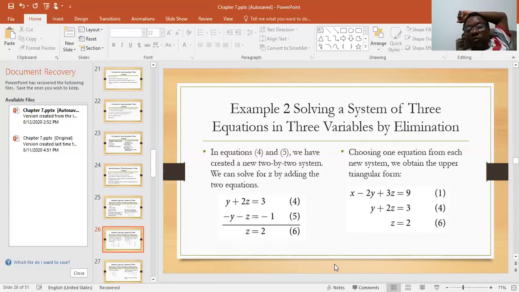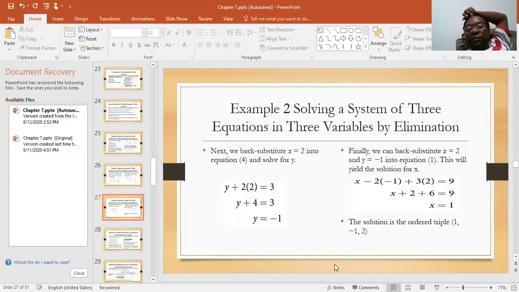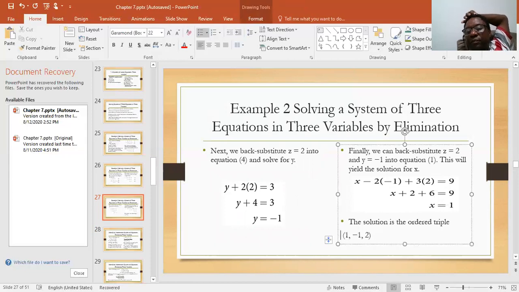If we add these two equations, we are going to get z equals 2. We can replace z equals 2 into the equation y plus 2z equals 3 to get y plus 4 equals 3. So y equals negative 1. Now we have a value of z and y that we replace in the first equation to get a value for x. So that's using substitution. So the solution is x equals 1, y equals negative 1, and z equals 2.